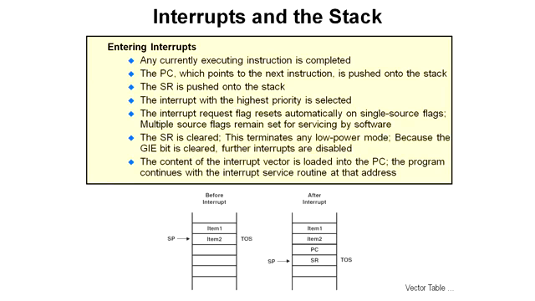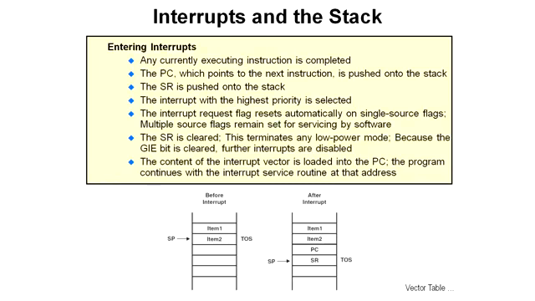Then the interrupt with the highest priority is selected. There is no preemption in the interrupt controller of the MSP430. If you have multiple interrupts pending, the interrupt with the highest priority gets selected and will be run. So the interrupt request flag for that interrupt that went off gets reset automatically on those flags that are a single source, something like the capture compare register 0 for the timer. That's a single source flag.